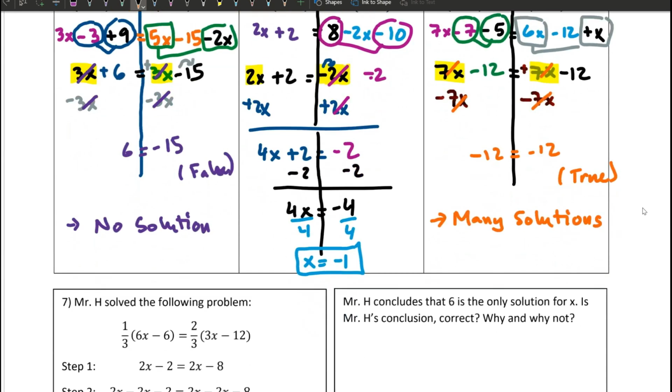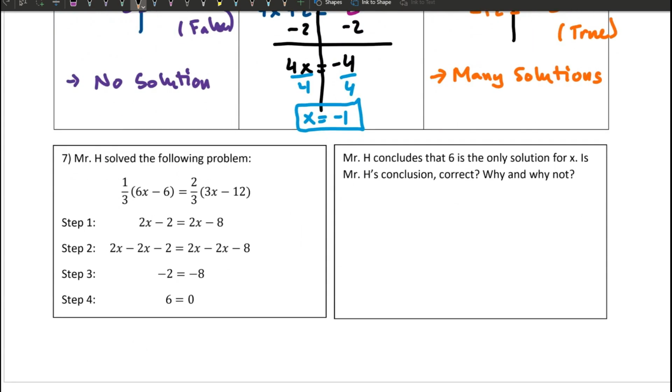Alright, last question for the front page. Number 7. Mr. H solved the following problem. You see the problem, and there are 4 steps. Mr. H concludes that 6 is the only solution for x. Is Mr. H's conclusion correct? Why or why not? So what do you think?